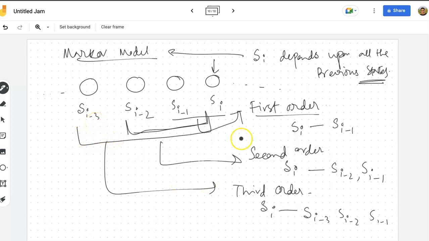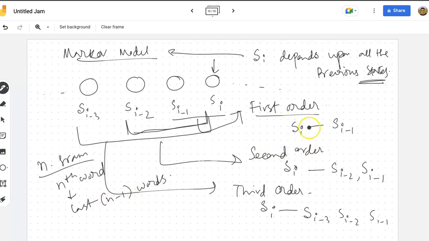And you can see there is a similarity between this Markov model and the N-gram language model. In the N-gram language model, the nth word depends upon the last n minus 1 words. Similarly here, the words are like states.